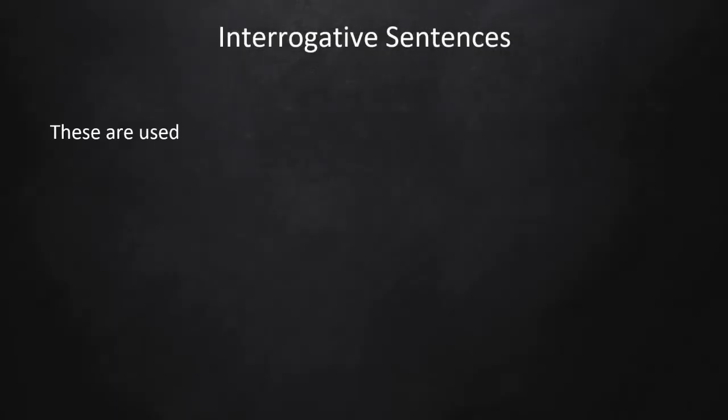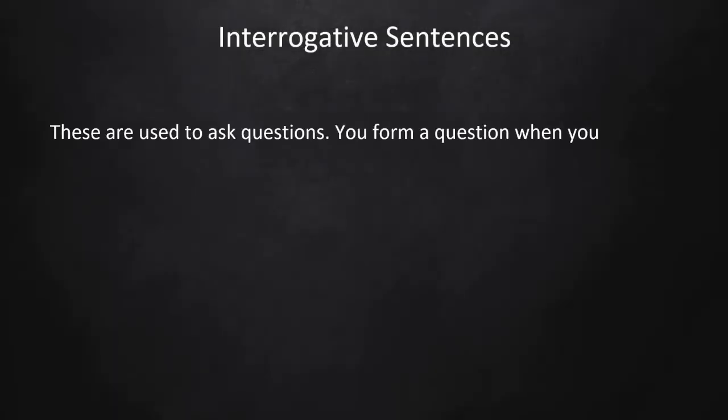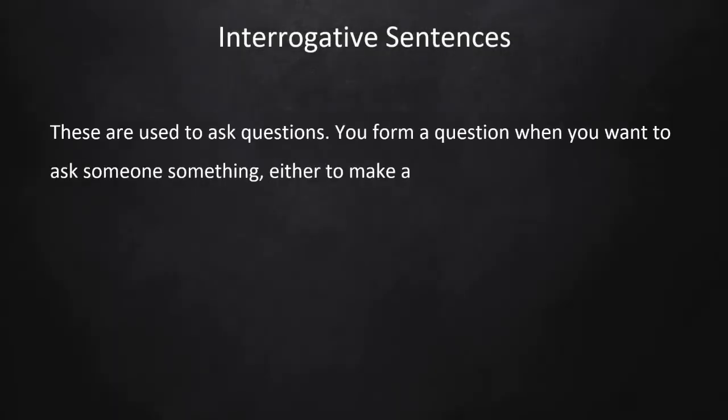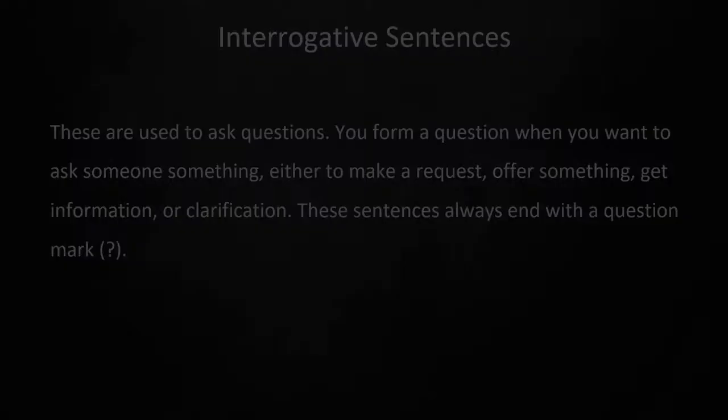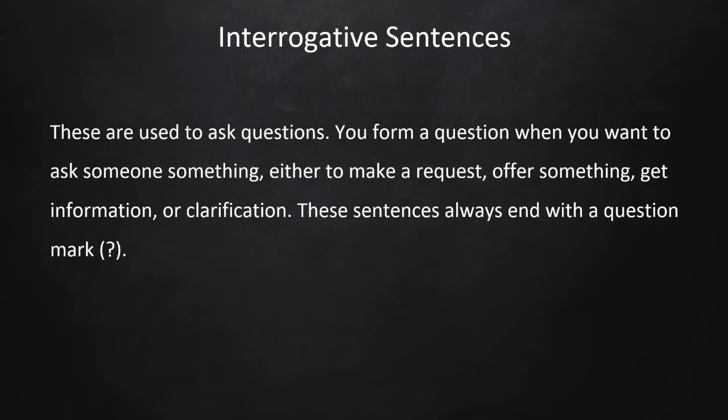The second type of sentence in the English language is the interrogative sentence. These are used to ask questions. You form a question when you want to ask someone something, either to make a request, offer something, get information, or clarification. These sentences always end with a question mark.